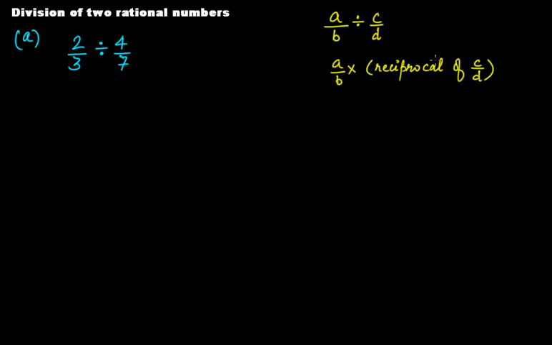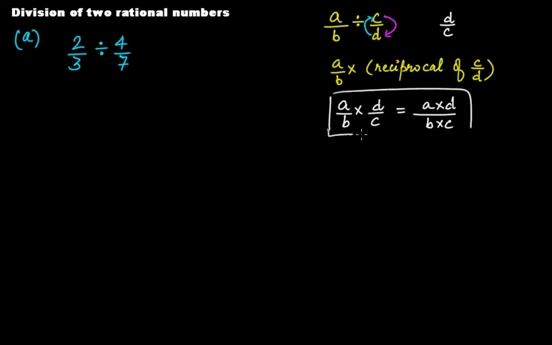Reciprocal of c over d means that you take this numerator and place it at the place of denominator, and you take this denominator and place it at the place of numerator. Therefore, this becomes d over c. So this is a over b times d over c. Now this becomes a times d over b times c. Okay, that's a multiplication that we have already discussed in our previous videos.